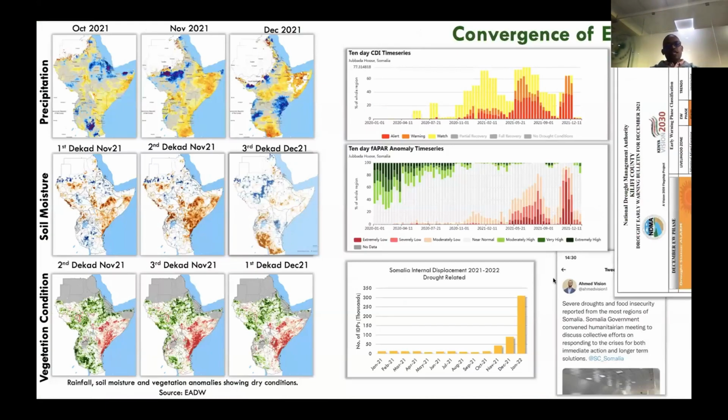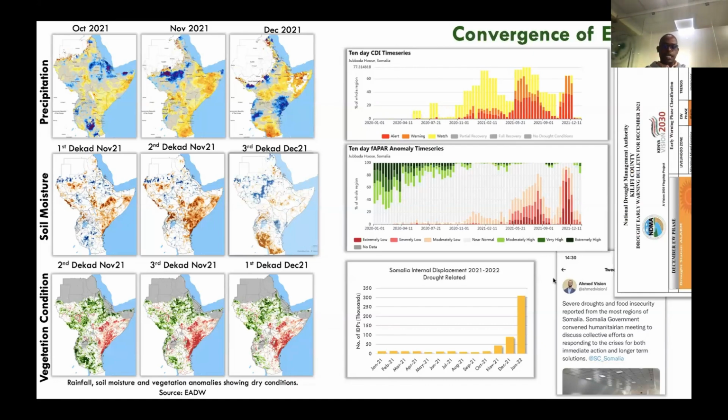And all this now gives us something we call convergence of evidence. You can look at the precipitation alone and say we are seeing signs of drought. You can also look at the soil moisture and say we can see signs of drought. Likewise, you can look at the vegetation condition alone and talk of encroaching drought conditions, but we don't do that. We look at all the three indicators to tell us the same story.